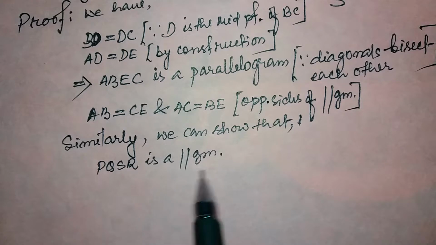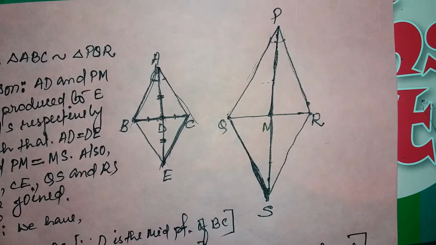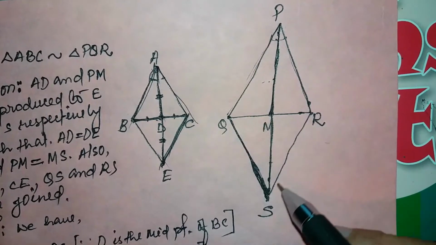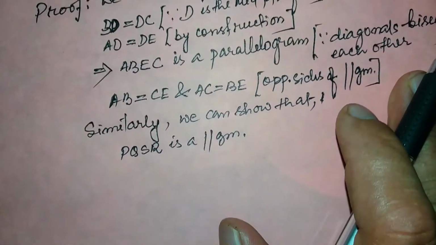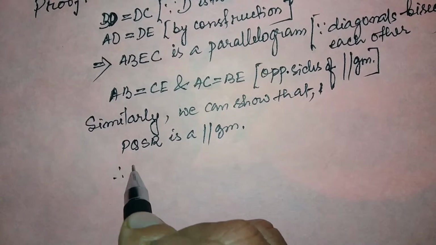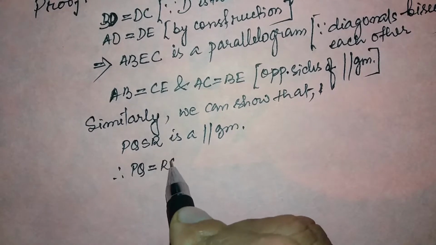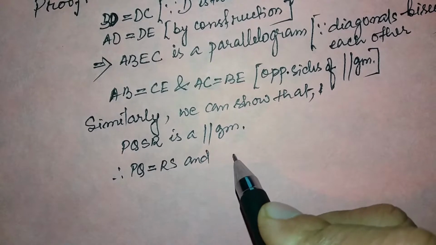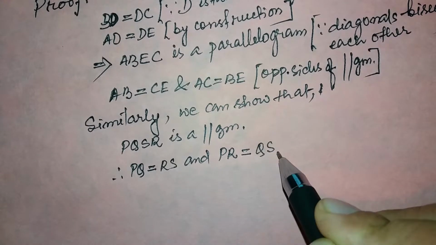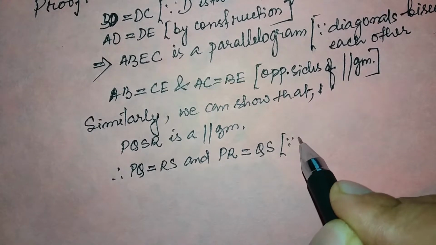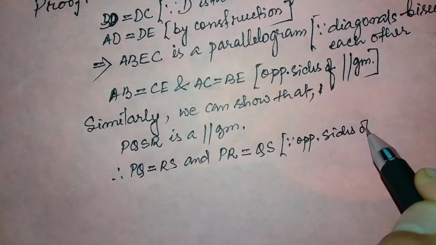Now since PQSR is a parallelogram, again the opposite sides are equal. So PQ will be equal to RS and PR will be equal to QS. This is because opposite sides of a parallelogram are equal.